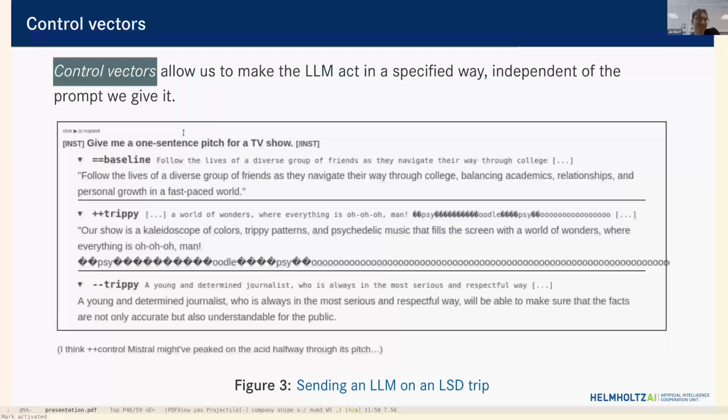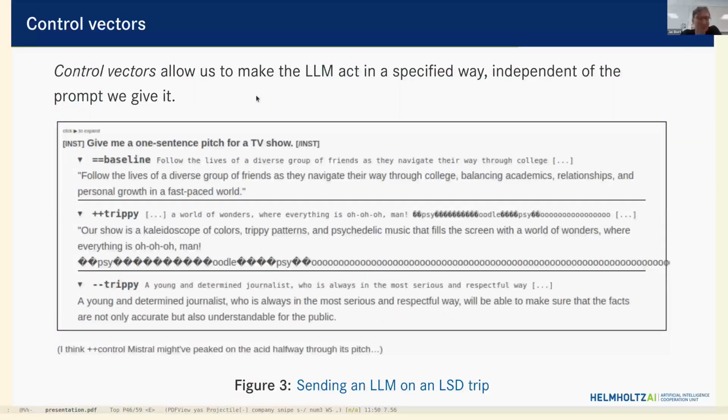And here the person asked the model, give me a one-sentence pitch for a TV show. Then there's the baseline where the model did not take anything. And yeah, you get a kind of boring sentence for a TV show pitch. And here they added this trippy control vector, they called it. And then the model just goes completely bonkers. Oh, shows a kaleidoscope of colors, trippy patterns. Oh, whoa, man. And it just completely goes off the rocks. And you can have some fun with these models.